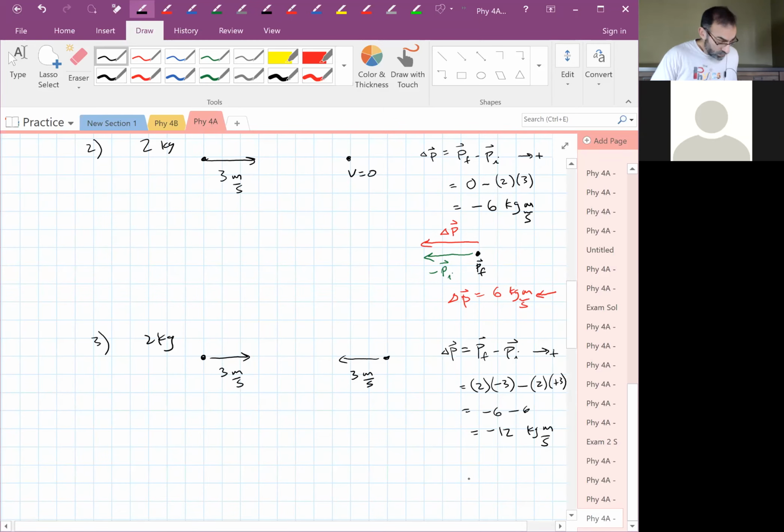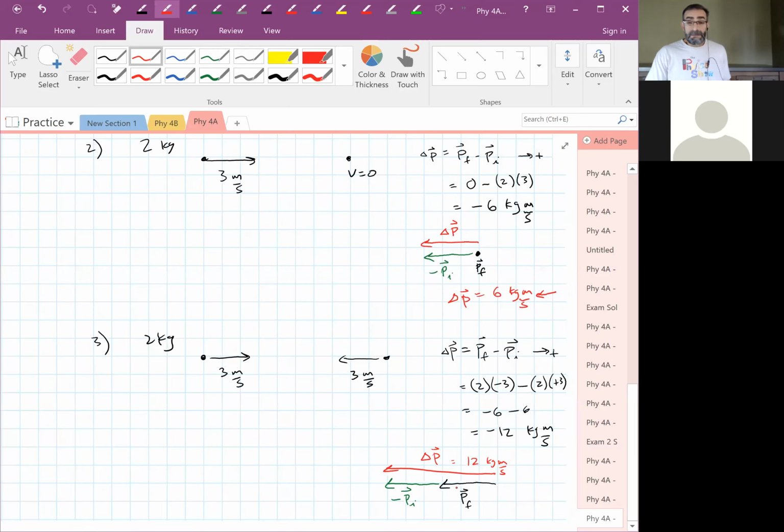Or we can do it vectorially. We've got P final. We've got the opposite of P initial. And we add those two together. And we get delta P: 12 kilogram meters per second to the left.